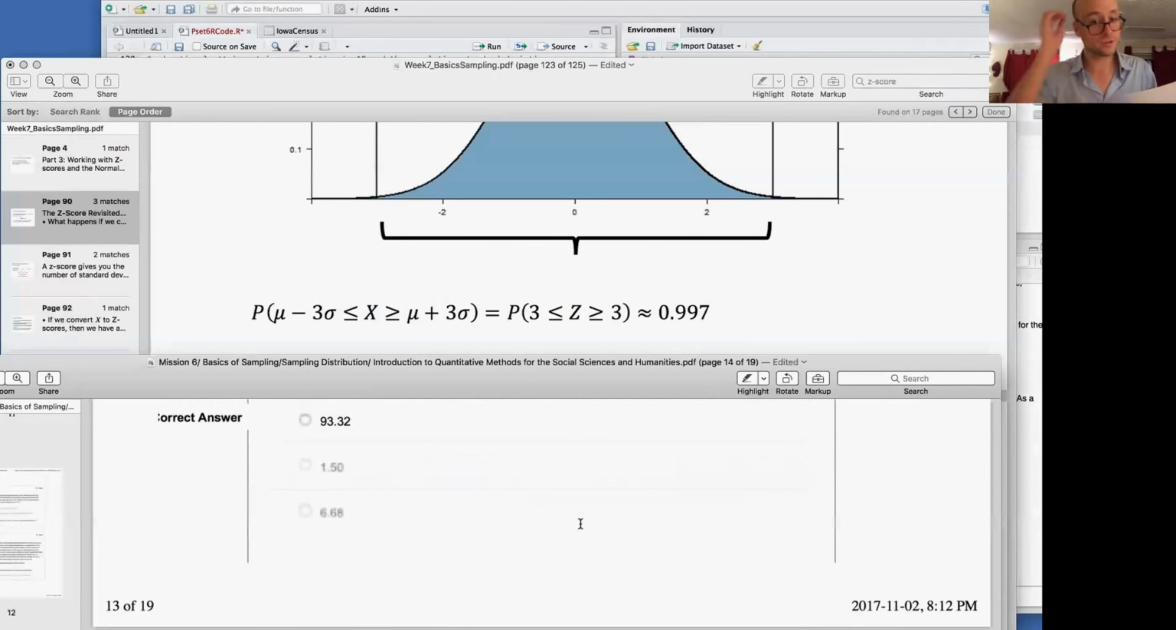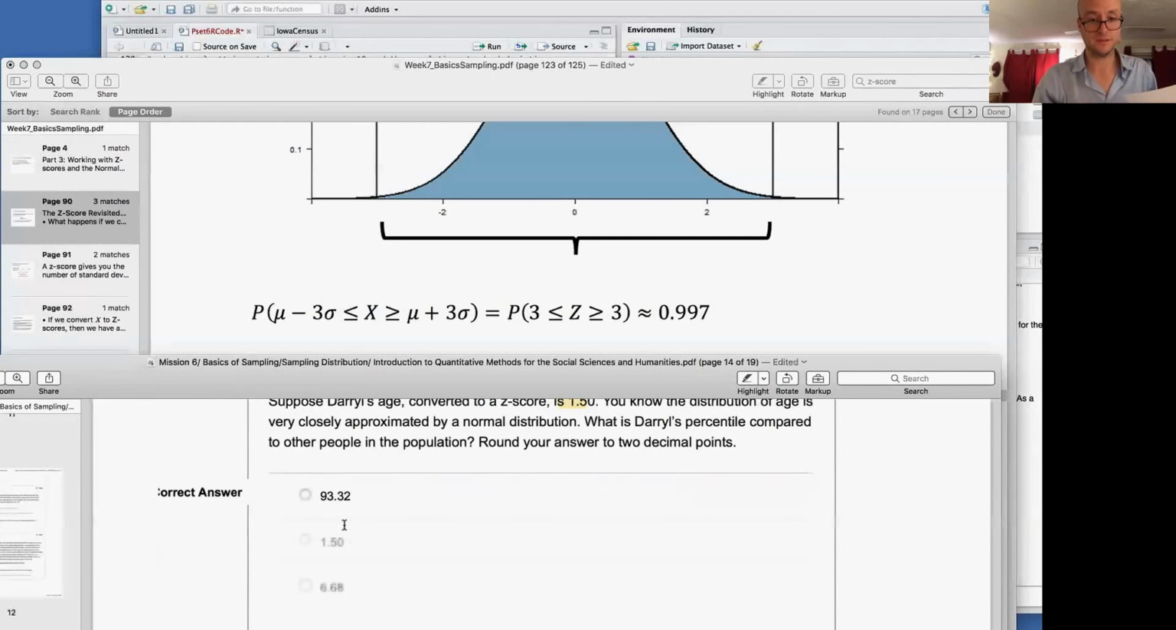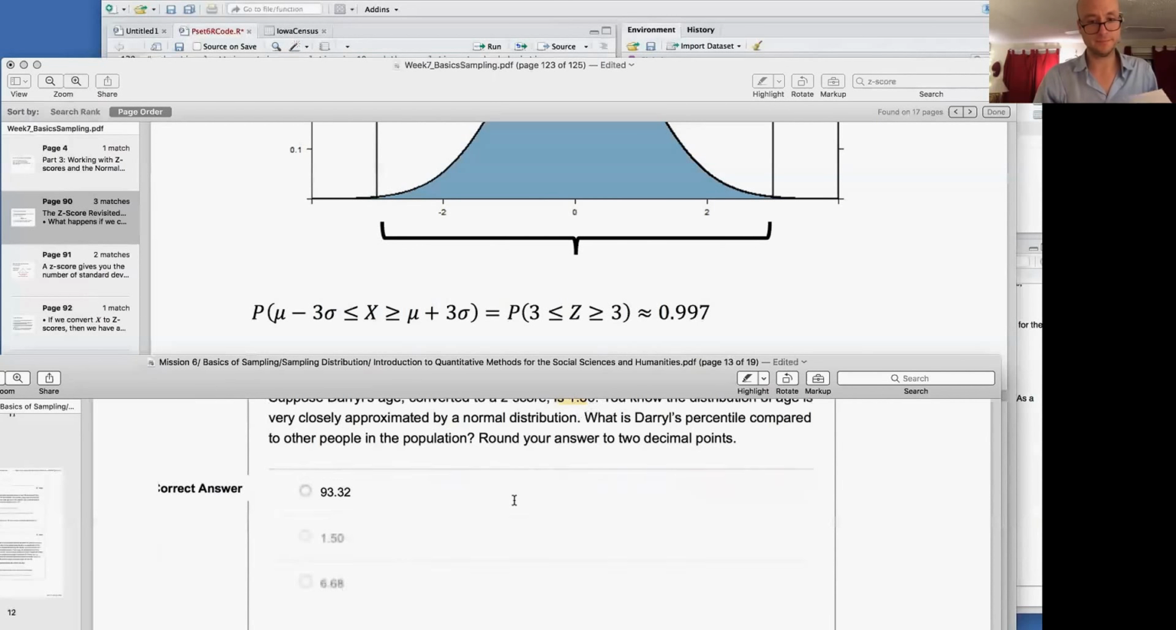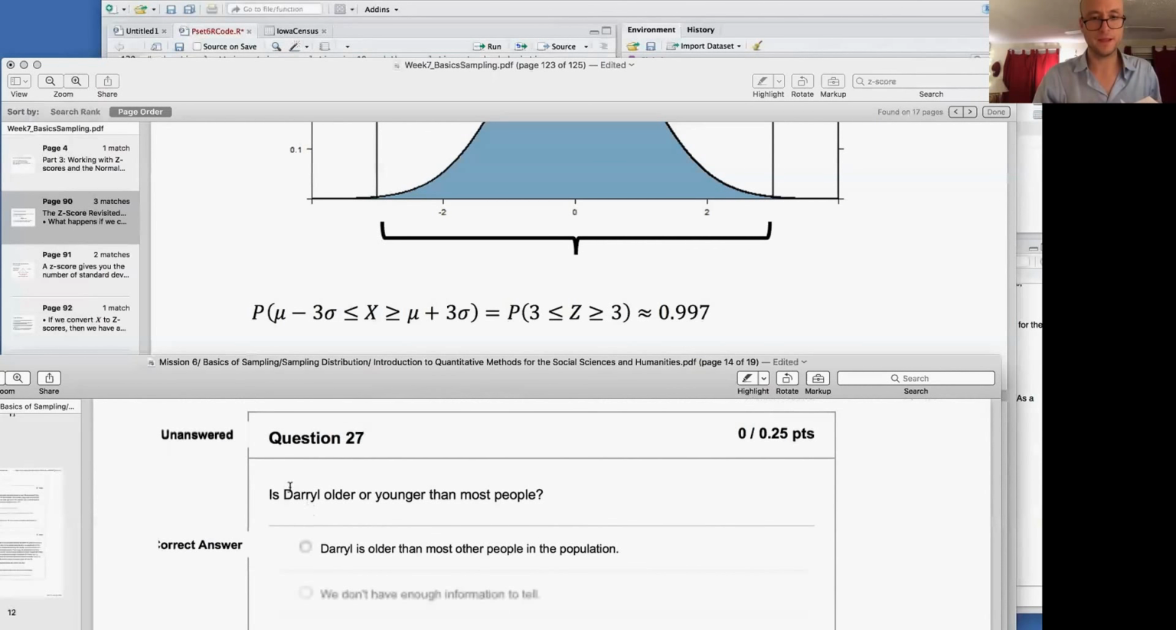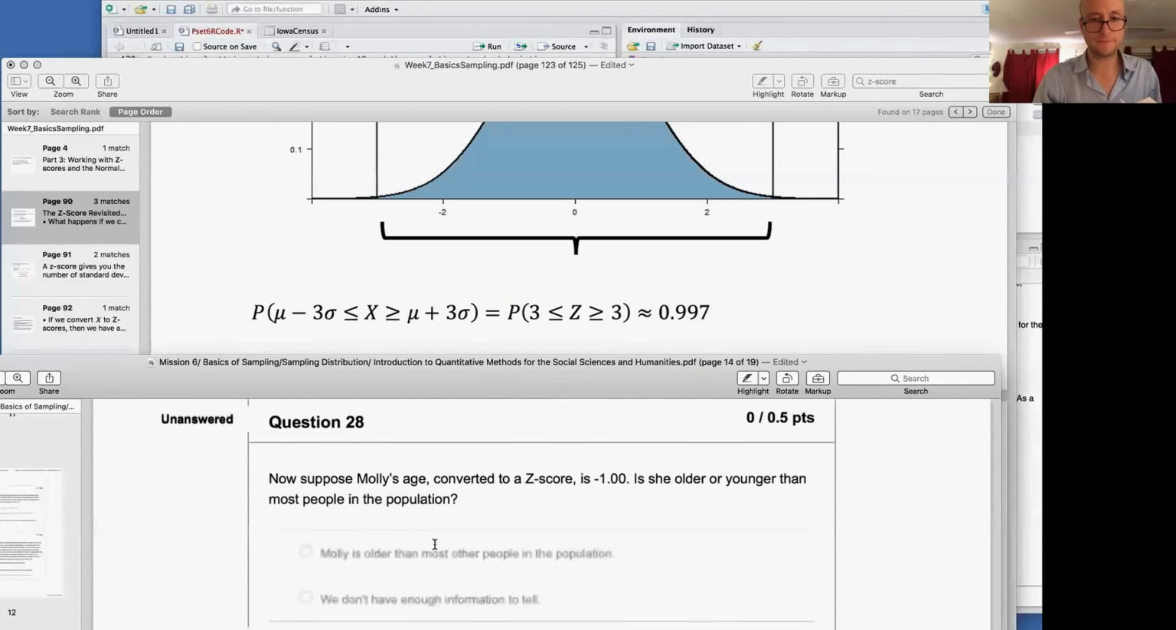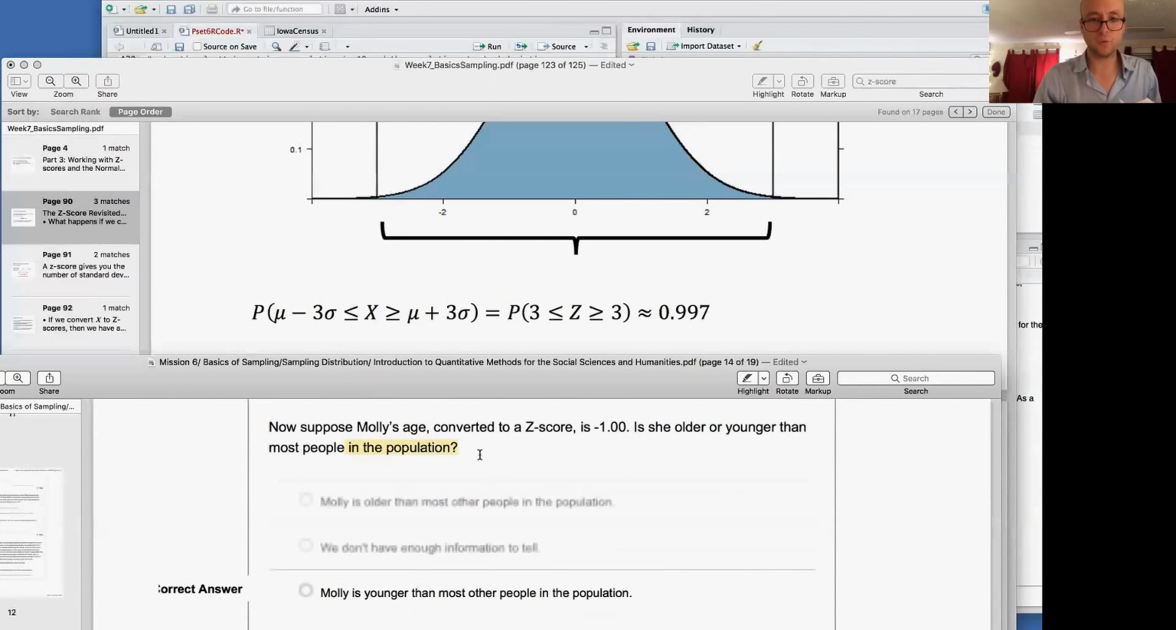Now, you can also guess intuitively that it would never be a 1.5 and a 6.6. These are just patently wrong answers, if you think about it, because this is 1.5 standard deviations above the mean, so it's never going to be that low. Or would it be 15? Is he older or younger than most people? He's older than most people. Then we have a -1 score. Now, if you want to look at the probability of a negative z-score, this would be on page 428. And here you have a -1.